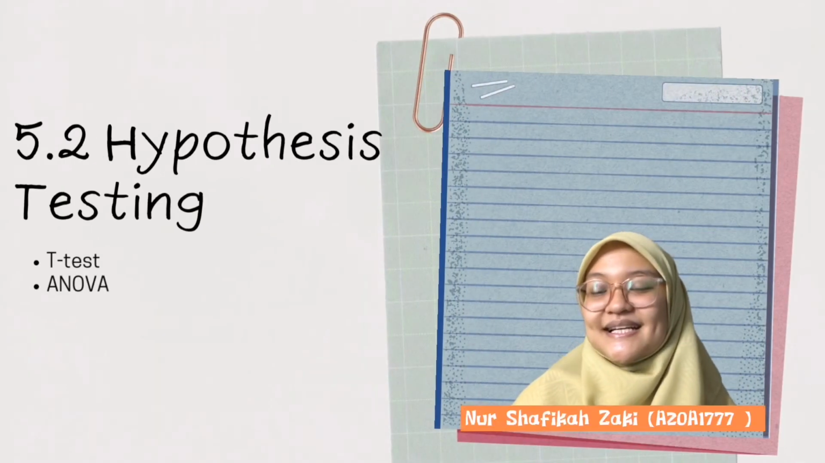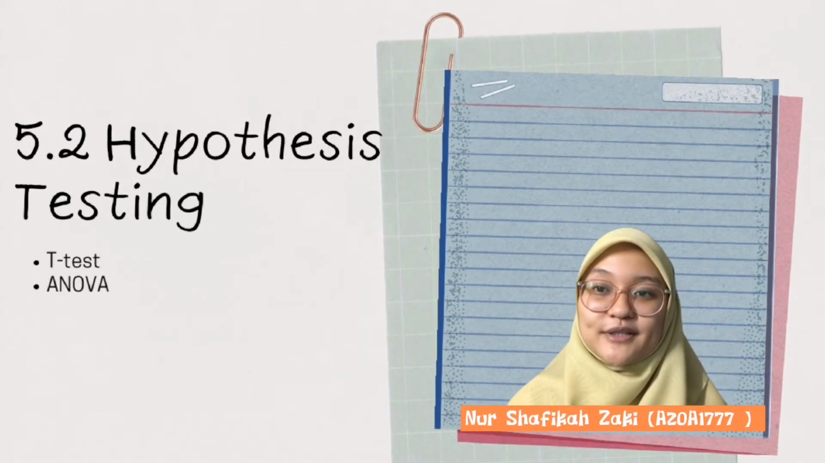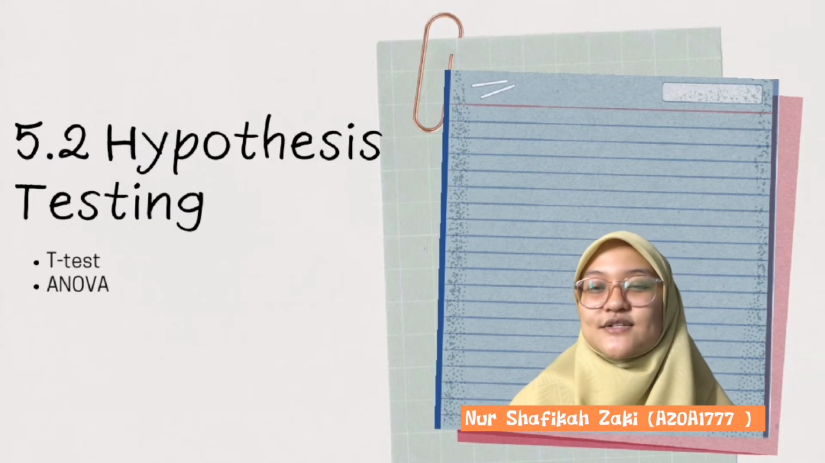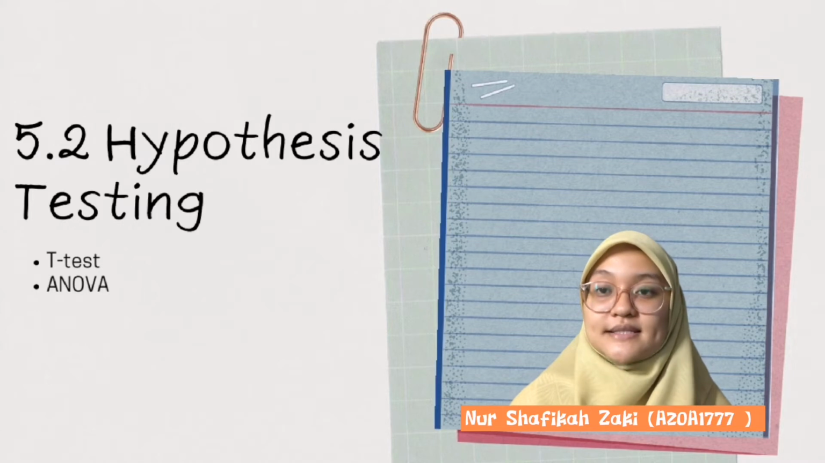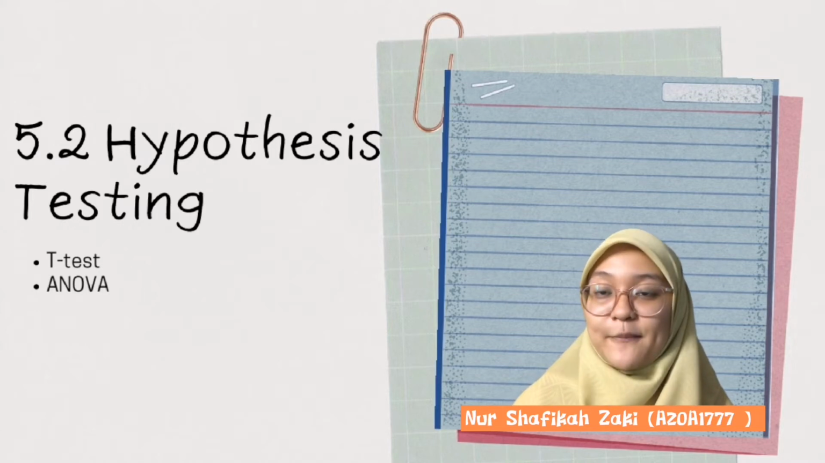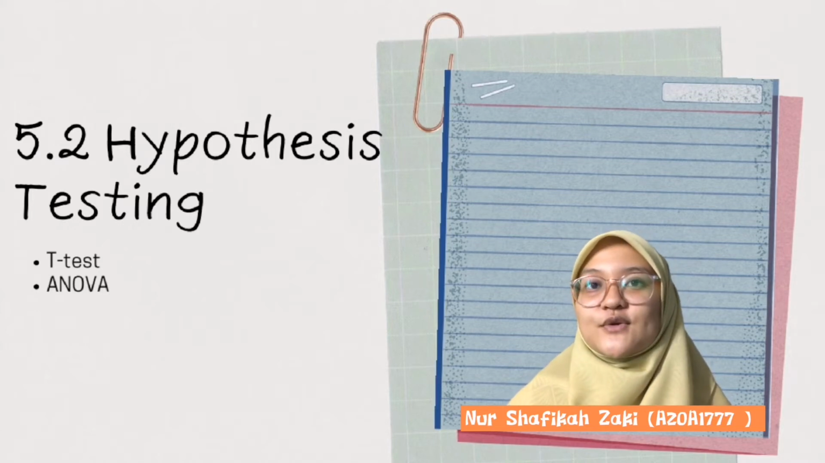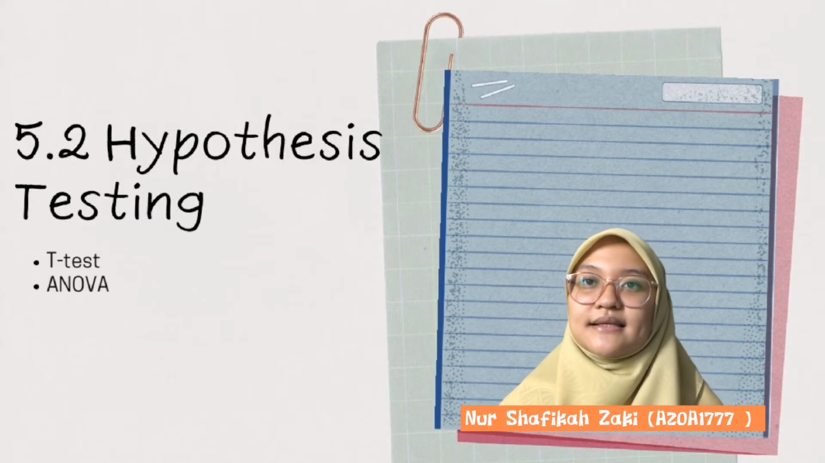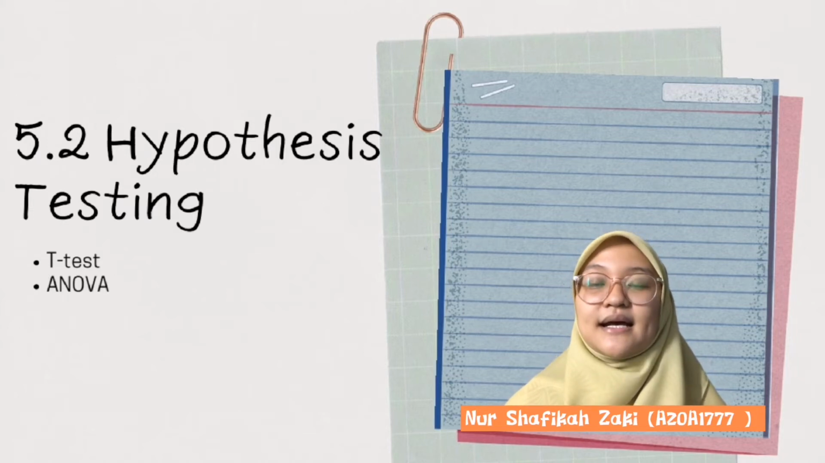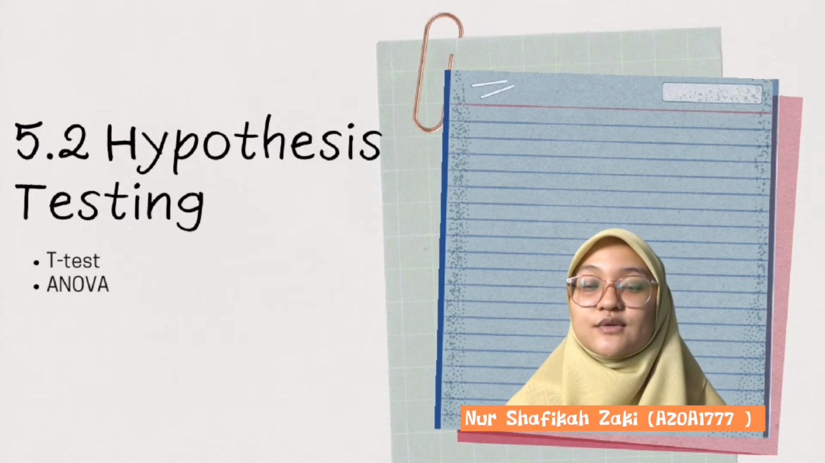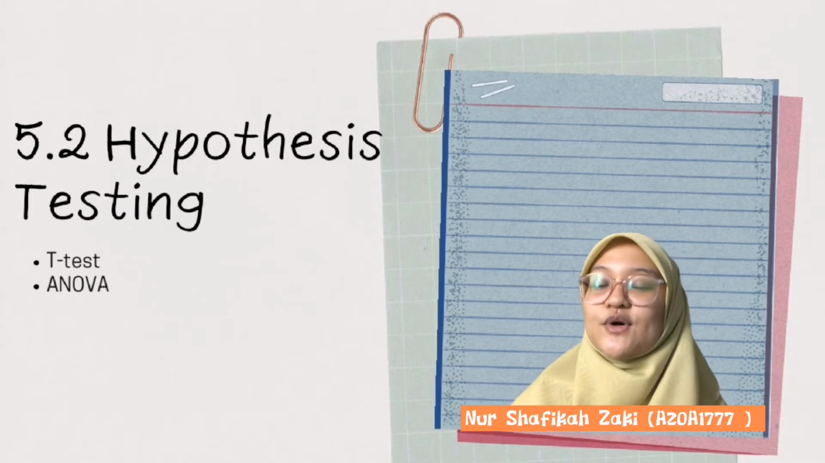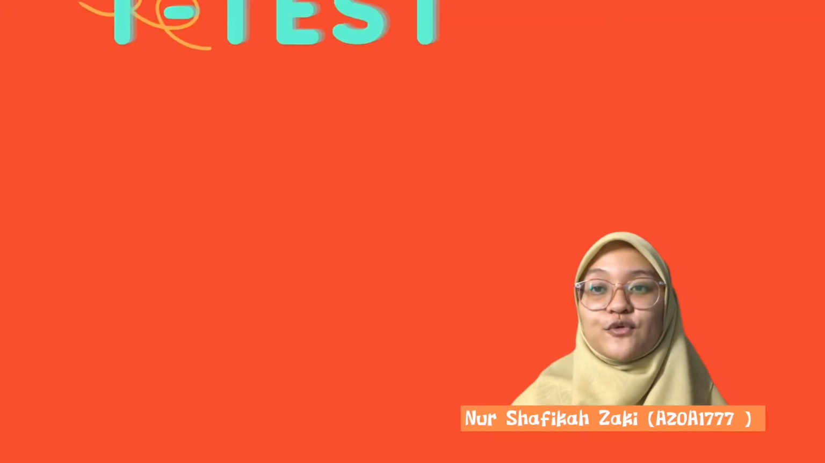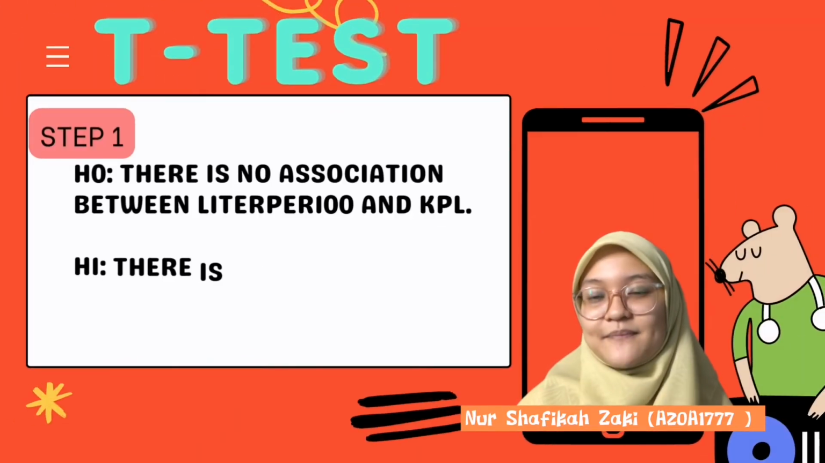Thank you, Arisha. Now we move to hypothesis testing. In short, we have 5 steps of hypothesis testing. The first one is to state the null hypothesis and alternate hypothesis. We have 2 tests, a t-test and also an ANOVA test. So we move to the first test, which is the t-test.